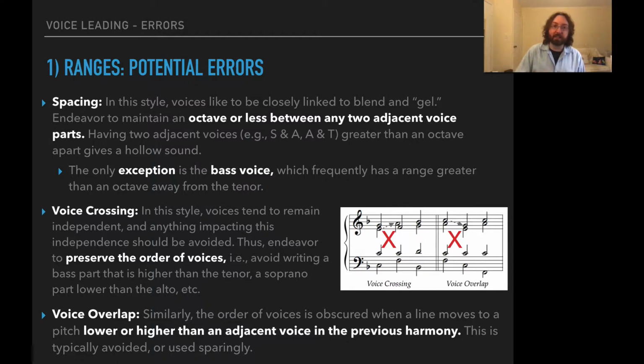First, there's spacing. In this style, voices like to be relatively closely linked to blend and gel. So what we want to do is endeavor to maintain an octave or less between any two adjacent voice parts. When I say adjacent voice parts, I'm talking about soprano and alto, alto and tenor. The exception is the bass voice, which frequently has a range greater than an octave away from the tenor. That's just because A, the bass voice is often doubled by another sounding instrument below it, and also because of that practice, we just like hearing the bass go real low.